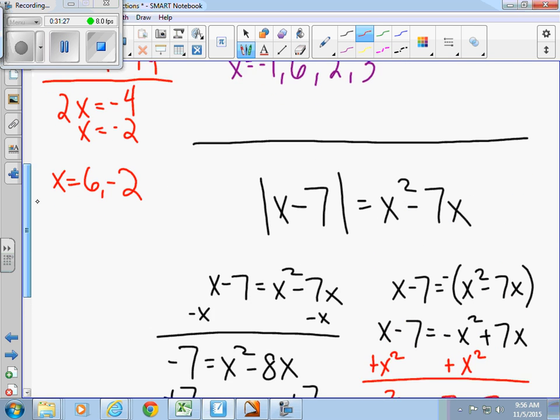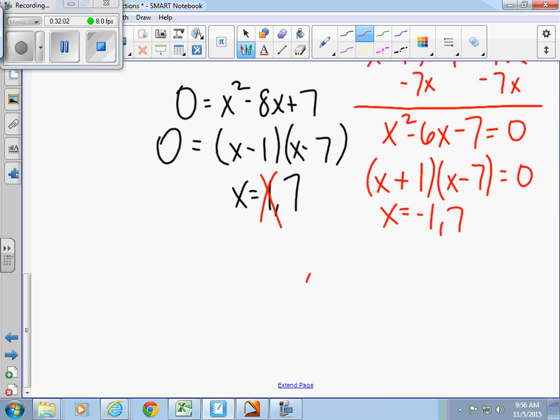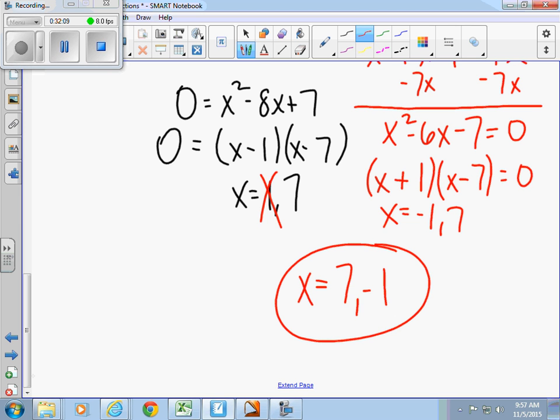Plug in 7. 7 minus 7 is 0, 49 minus 49 is 0, that one's good. And then the other one: 8. The absolute value makes positive 8. Negative 1 squared is 1. Negative 1 times negative 7 is positive 7. 1 plus 7 is 8. So that one works. Everything works except the positive 1. So my answers are 7, negative 1, and it's 7 again. If you write it twice, that's fine. 7 and negative 1 are the only two answers. The 1 didn't work. So be careful about that.